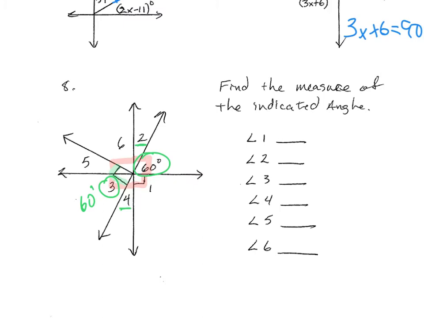And once you know angle 3, since we know it, we can do some subtraction to figure out 5. And since you know 5, once you get that answer, and this 5 and 6 make a 90, do a little subtraction to figure out 6. And angle 1, you really should be able to get.